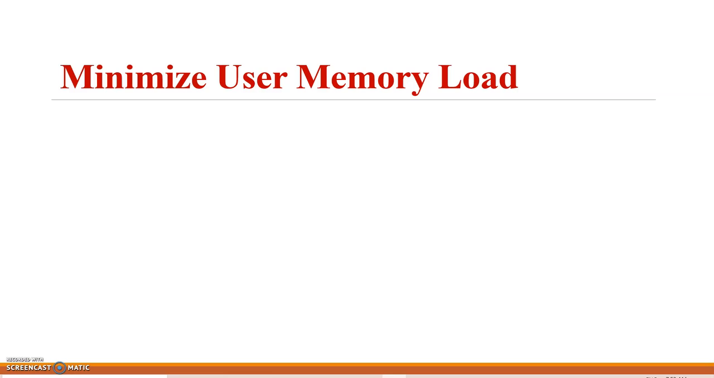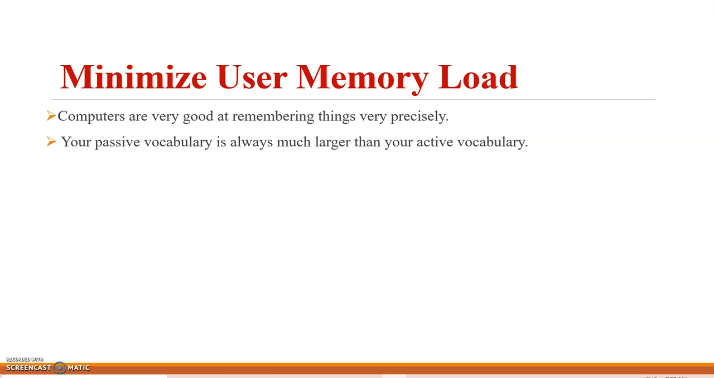My next topic is minimizing the user's memory load. Computers are very good at remembering things very precisely. If I'm hoping that the user should remember everything specified on the screen when he opens it, then it should be specified in a manner that is easy for him to remember. People have a much easier time recognizing something that is shown to them. Your passive vocabulary is always much larger than your active vocabulary. So the computer really speaks a foreign language as far as the users are concerned. So we should consider all these points.